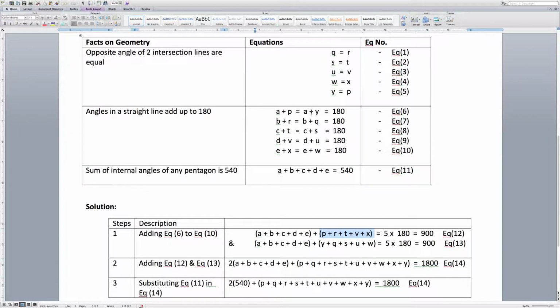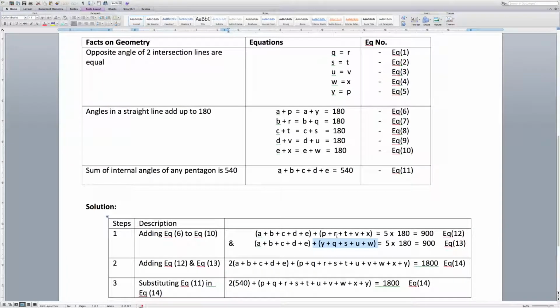Now look at these 5 elements, and again if you add, you'll get A, B, C, D, E together in a single bracket, which is here, and then you will get Y, Q, S, U, W, which is in another bracket, which is here, and together on the right hand side you get 180 multiplied by 5, which gives you 900. Let's call it equation 13.